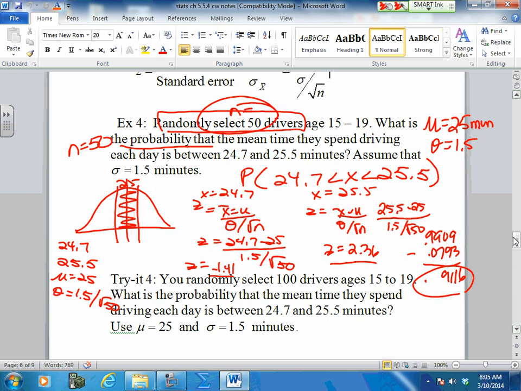So if anybody wants to try their normal CDF, you should come out close to that 0.9116. You won't come out exactly, because your calculator has a nicer way to round than we do. Remember your z-scores? We have to round to 2 decimals to look them up. Your calculator doesn't. So let your calculator do this part right here. And you should come out to be close to that.